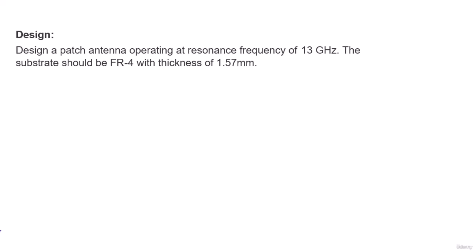Here we have an example for designing a patch antenna. In this example, we have to design a patch antenna that is operating at 13 GHz. The substrate should be FR4 and the thickness of the dielectric should be 1.57 millimeter. The frequency could be any; it depends upon the user requirement. It could be 2.5 GHz, 10 GHz, 15 GHz or any value of frequency which is desired by the client.